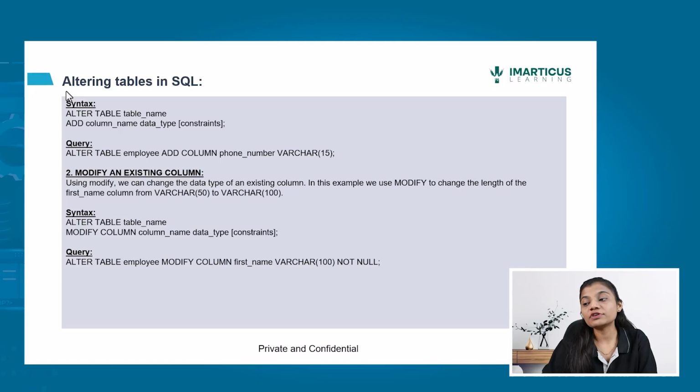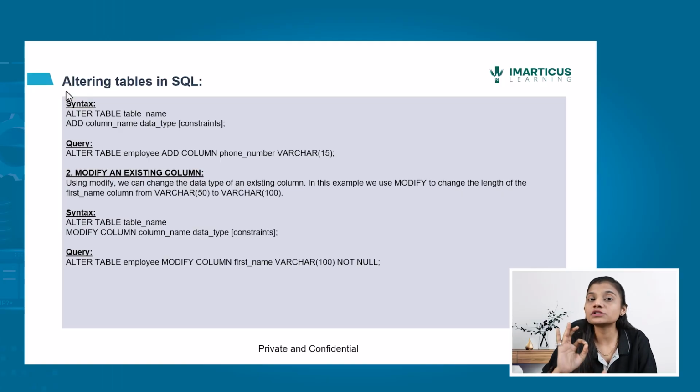So as an example, we can use modify to change the length of the first name column from varchar 50 to varchar 100. Here you can see, the syntax still remains the same. It's very similar to the add part. So: alter table name, modify column name, and whatever new modification you want to add for the existing column.